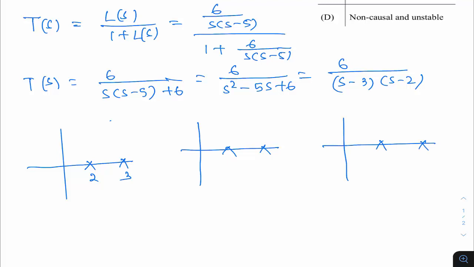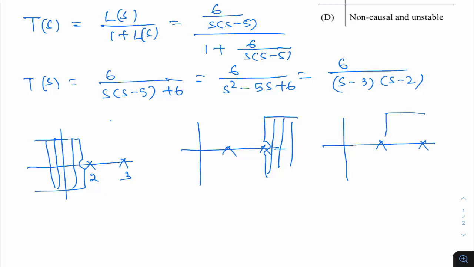In one case, if I select the left-sided ROC, this is what it looks like. If I select the right-sided ROC, this is how it will look. And the third possibility is in between them. It is something like this. So this is your case 1, this is your case 2, and this is your case 3.